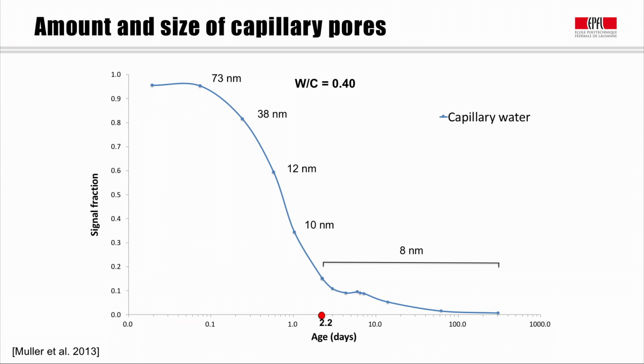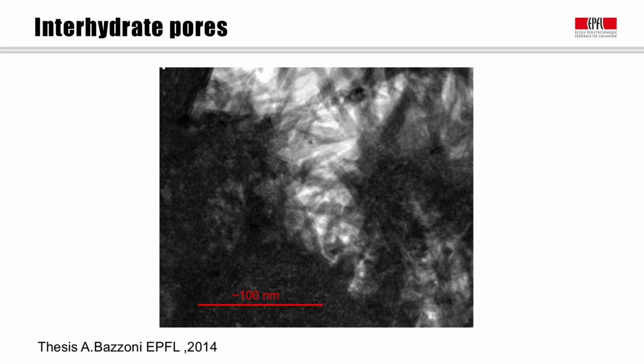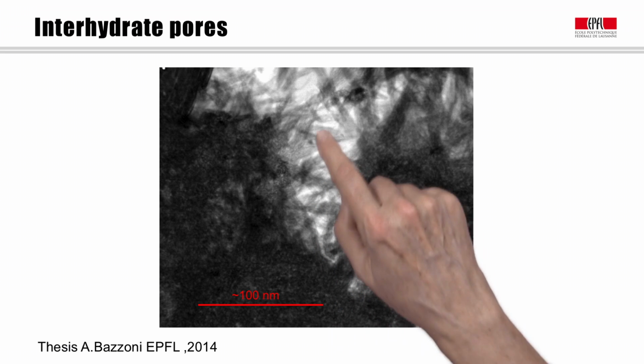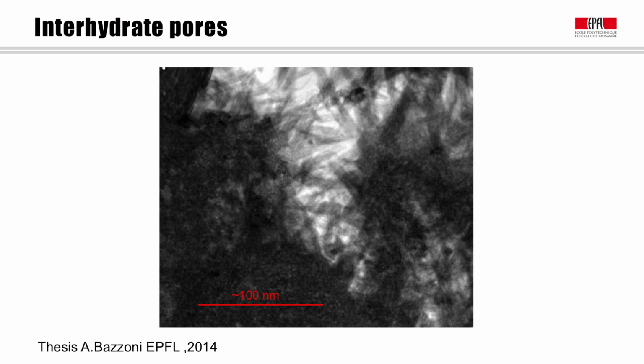And because of this consistency of size, we then decided to give a new name to this area. We call these interhydrate pores. Now, why did we call it interhydrate pores? Because if you look in the TEM and you see these needles of CSH like we've talked about in the previous modules, you can see between these needles we have spaces of about 8 nanometers. And we really feel now that this is making up most of the capillary pore space of a well-cured mature cement paste, is these very complex spaces between these CSH needles.